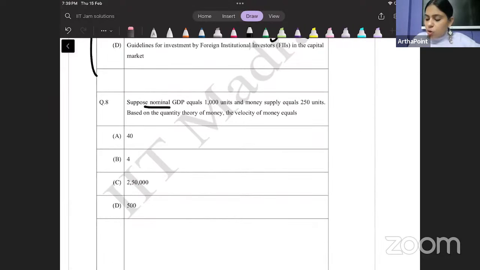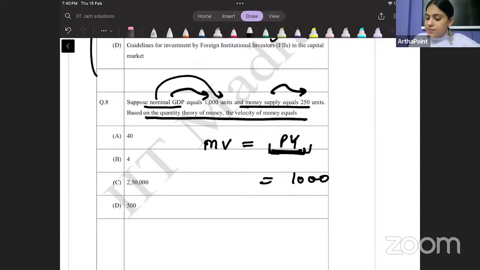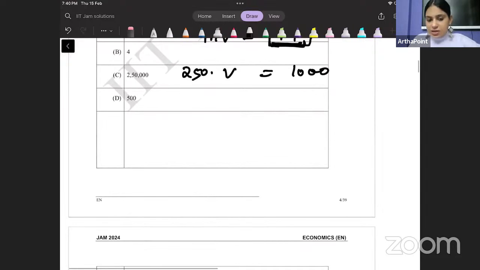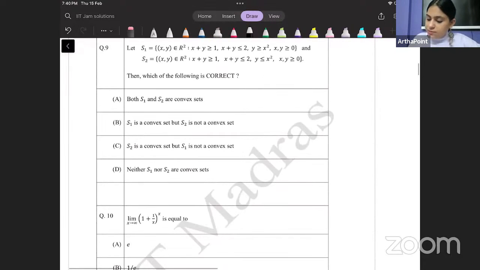Now it says suppose nominal GDP is 1000 units and money supply equals 250 units. Based on the quantity theory of money, the velocity of money. So MV is equal to PY. And you are already given nominal GDP, meaning P into Y is already given to you here. So you would have plugged in this. Your money supply was 250, V, and you could have found V easily. Just put it in this equation, get V. So a doable question, beta.